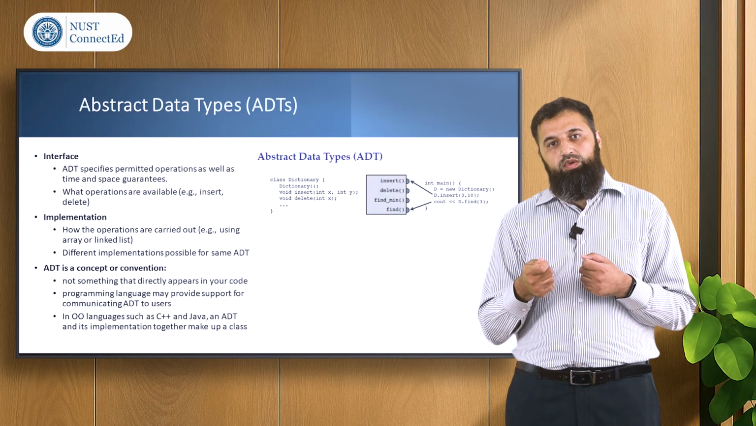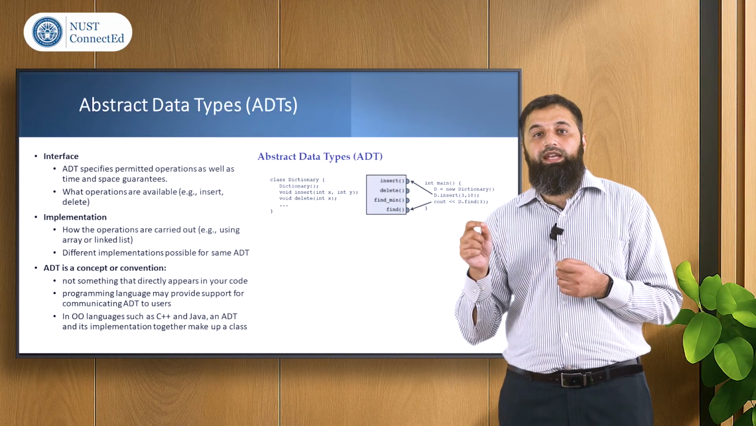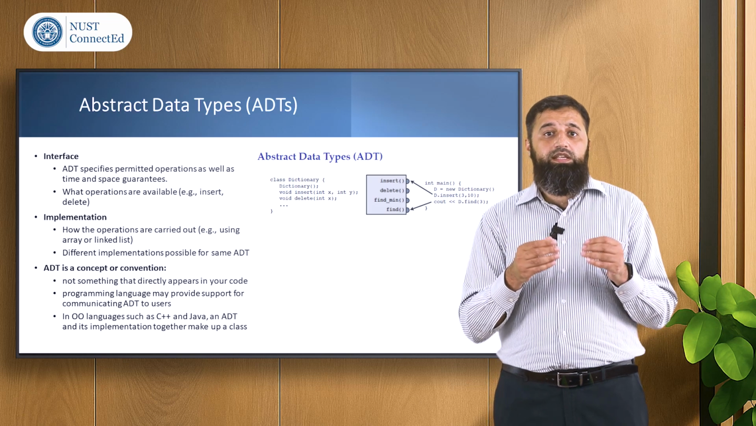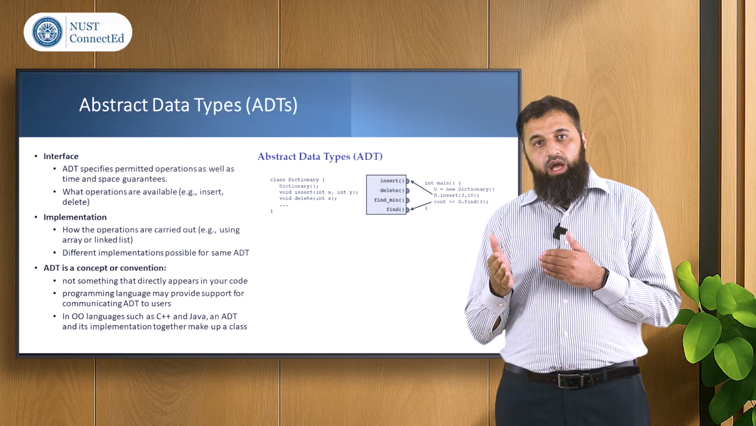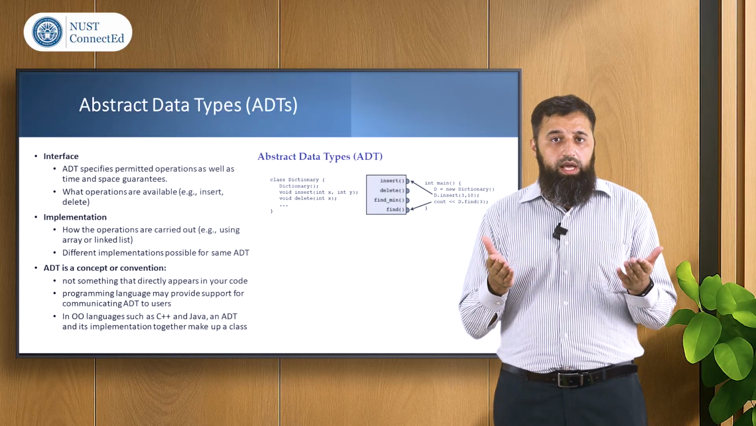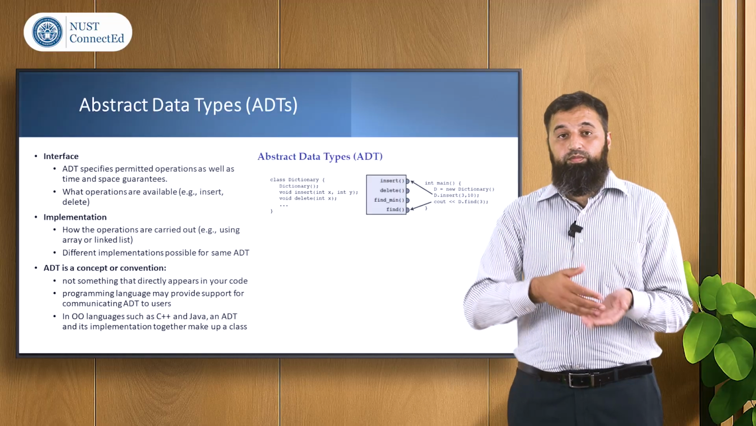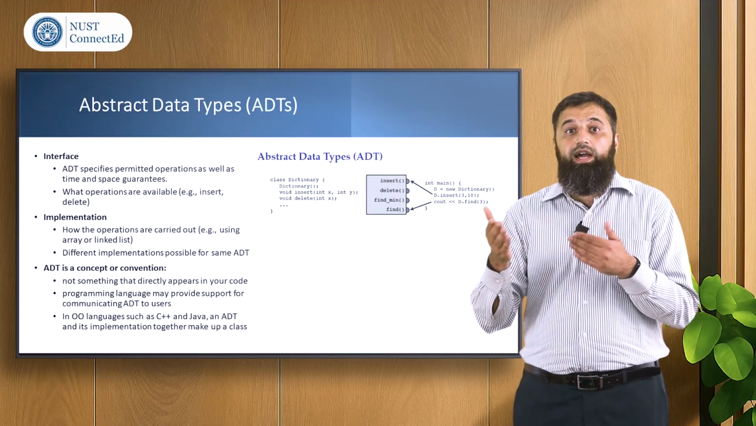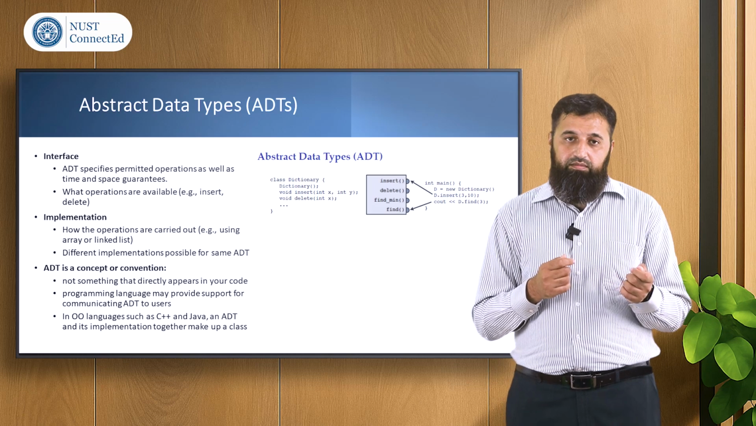This brings us to the critical distinction between the interface and implementation of an ADT. The interface is the set of operations this ADT supports. And it may also describe time and space guarantees, how long operations will take, and how much memory they will use. For example, the stack interface might include push to add an item, pop to remove an item from the top, and isEmpty to check if there is any item in the stack or not. It defines what the user can do and not how it is done.